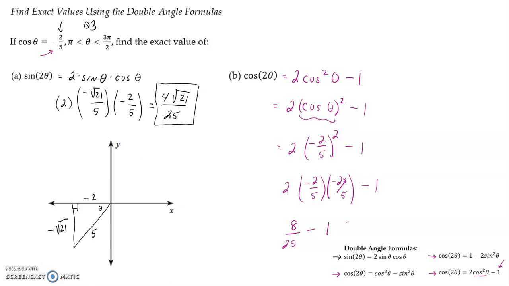If you want to rewrite this as 8 over 25 minus 25 over 25, you can do that, or you can just use your calculator. So we should end up with a final answer here of negative 17 on top and 25 on the bottom as our exact value.